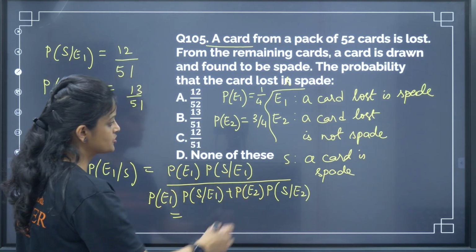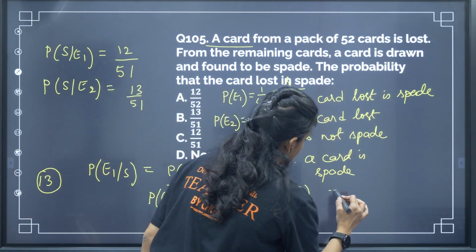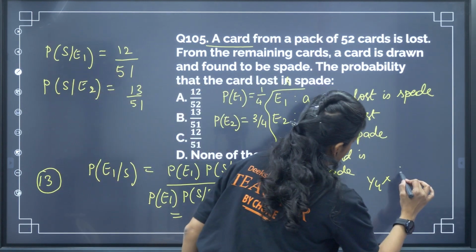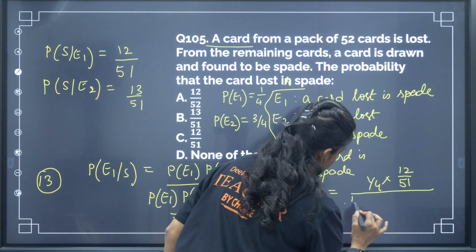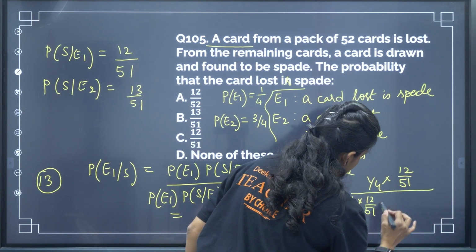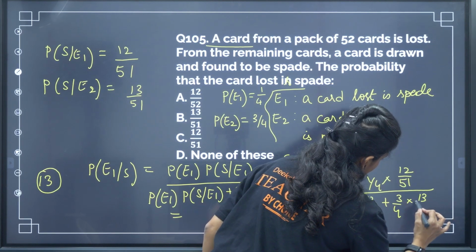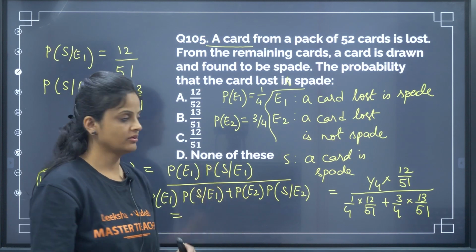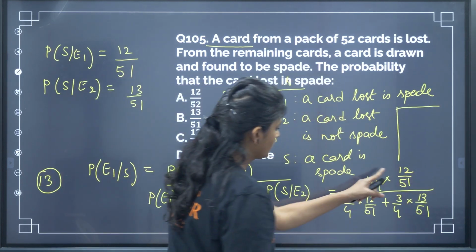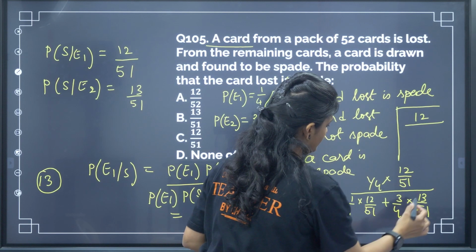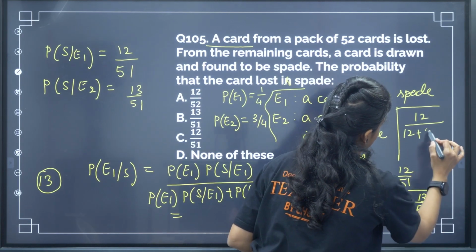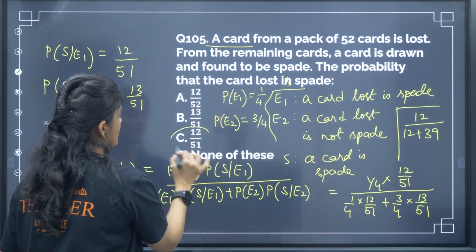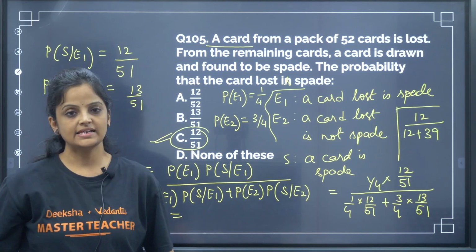Right. Now you just substitute all the values I have written here. I'll take it this side. 1 by 4 into 12 by 51, divided by 1 by 4 into 12 by 51 plus 3 by 4 into 13 by 51. Don't take LCM and all. Anyway, 51 into 4 is going to get cancelled. So what I am getting here is 12 divided by 12 plus 39, so 51. 12 by 51 is your answer. That is there in option C.